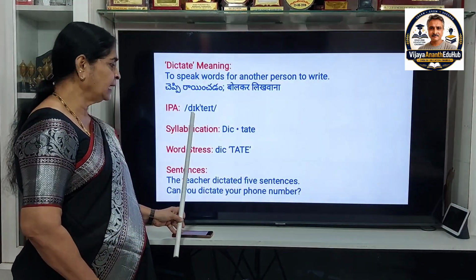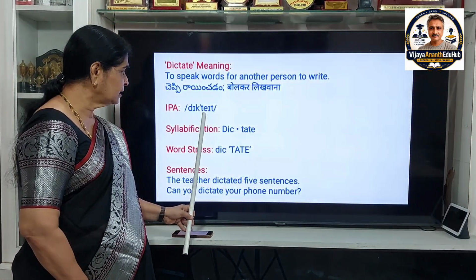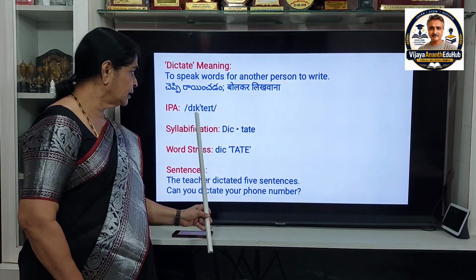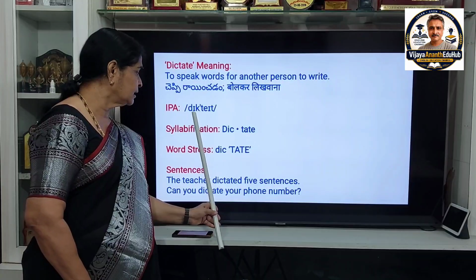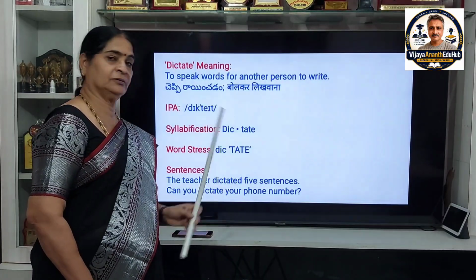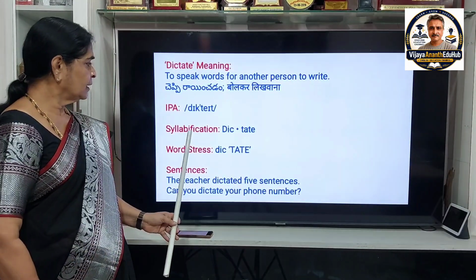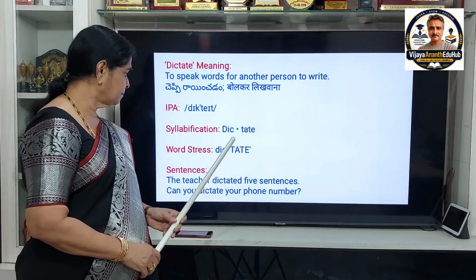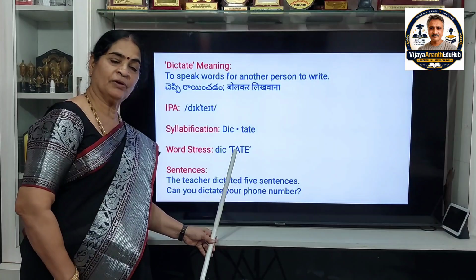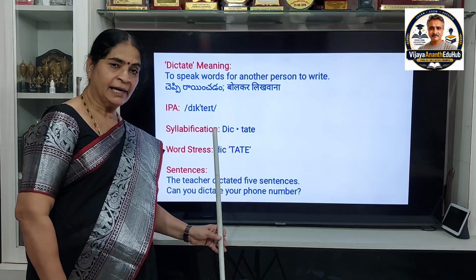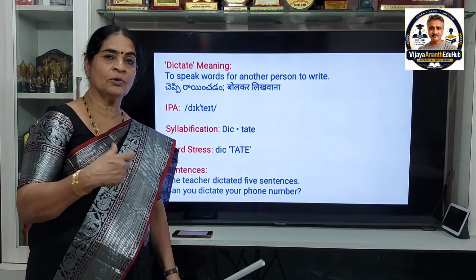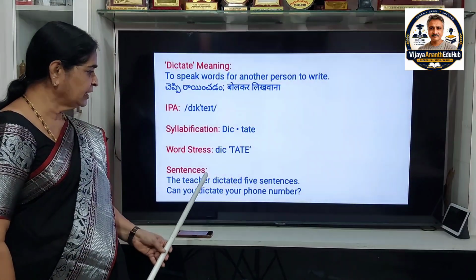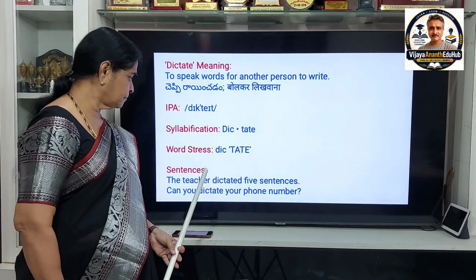IPA: dic, sound for ta. The a is a diphthong, a plus e. Dict, dictate. Syllabification: dictate has two syllables. Word stress is on the second one. Dictate, tate is more stressed. Sentences: The teacher dictated five sentences.